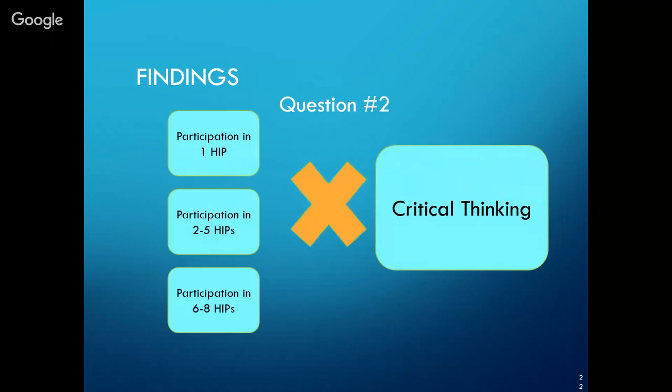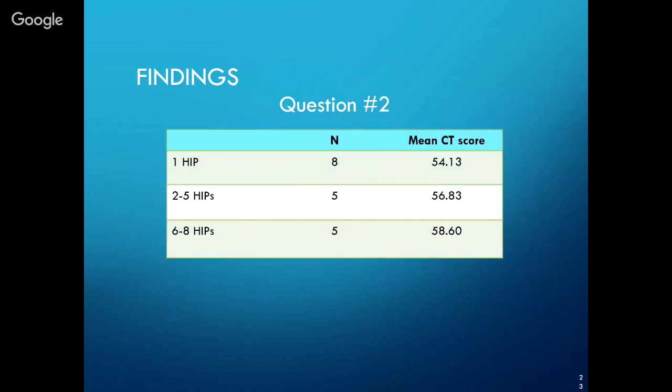What I found is that there was not a significant difference between participation in each of these groups and the post-test score of critical thinking. Remember, I only had a sample of 19. But here's what's interesting. If you look at the actual mean critical thinking score, you can see it does go up with participation in each one of those by about 2 points. Even though those differences are not significant, for those 5 that participated in 2 to 5, you know, their scores did go up.